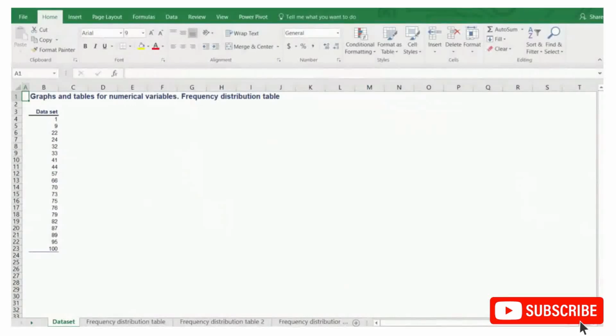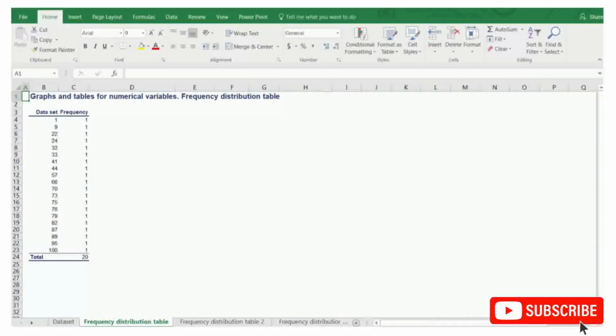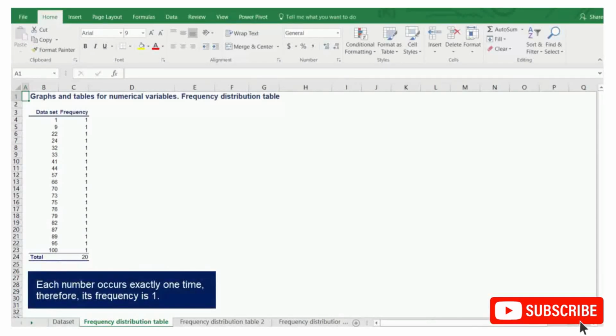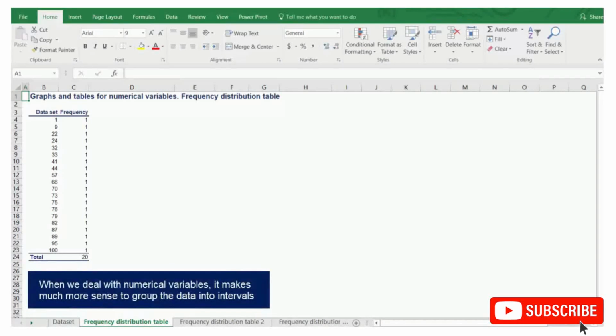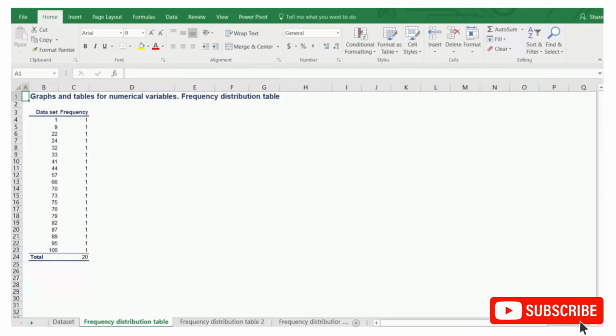Here's a list of 20 different numbers. If we arrange them in a frequency table like the one we use for categorical variables, we would obtain a table with 20 rows, each of them representing one number with a corresponding frequency of 1, as each number occurs exactly one time. This table would be impractical for any analysis, right? Well, when we deal with numerical variables, it makes much more sense to group the data into intervals and then find the corresponding frequencies. In this way, we make a summary of our data that allows for a meaningful visual representation. How do we choose these intervals?